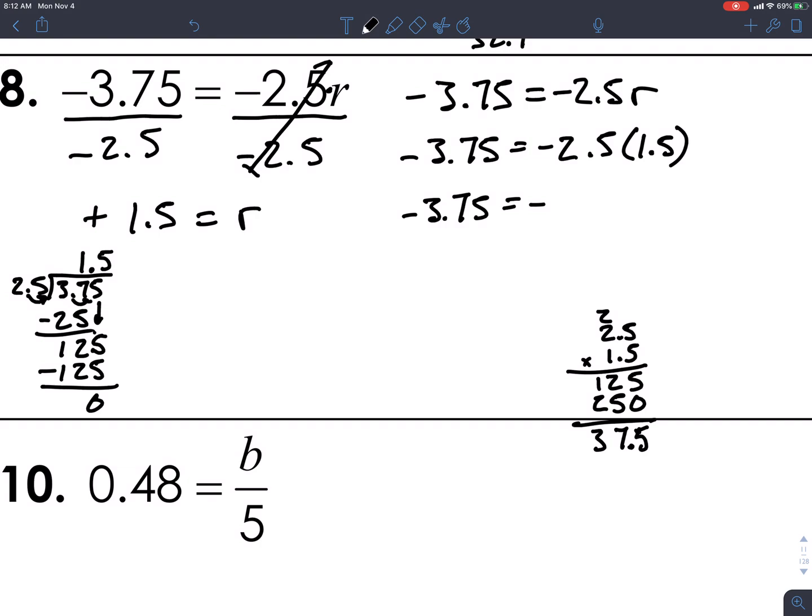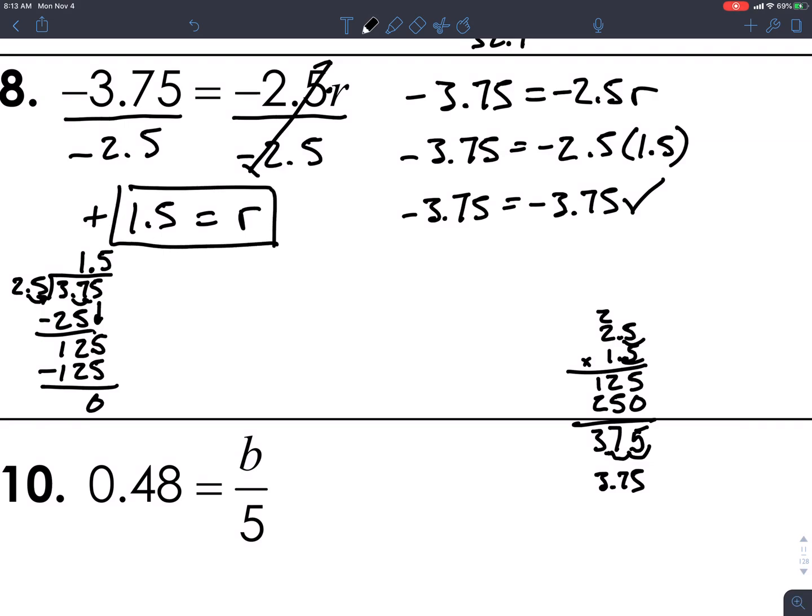Oops. Wrong. Don't do that. You don't bring it down on that. What you do is you count how many numbers are to the right of the decimal. So there's 1, 2. So I got to move my decimal 1, 2. So that gives me 3.75. So 3.75 and 3.75, those are the same, so I know this is the correct answer.